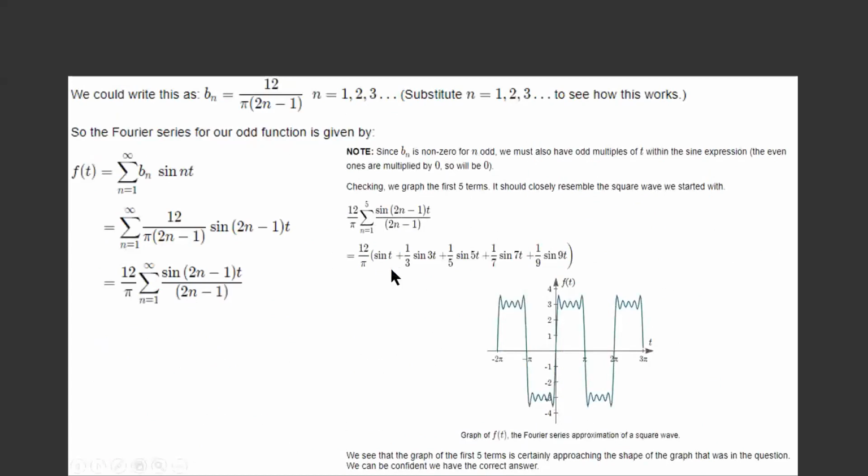This is your Fourier series for the function: from 0 to minus pi, it will be minus 3, and from 0 to pi, it will be 3. But it will be sharp like this one. If you replace the function by its Fourier series, it will be smooth like this one.